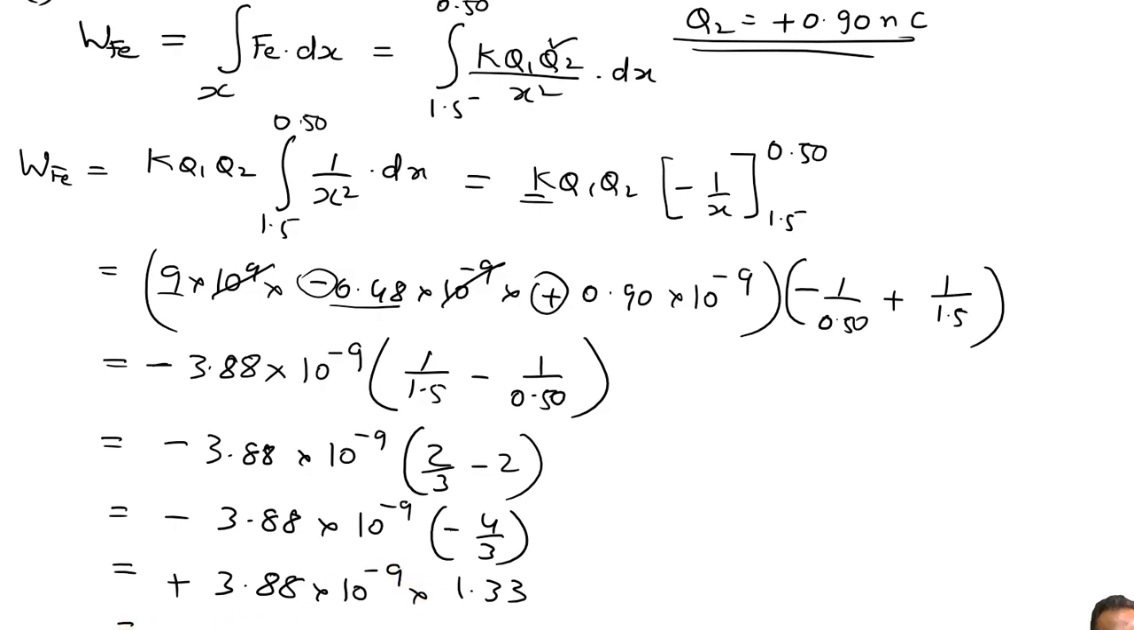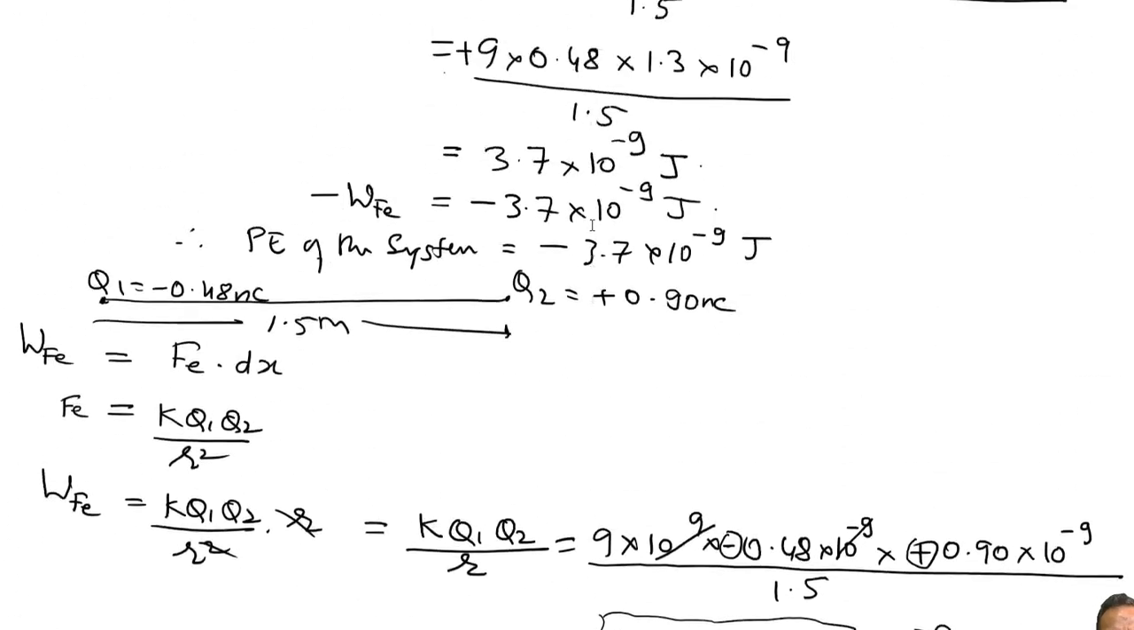So my final answer will be positive. This time I am getting the work done as positive, and this quantity, 3.88 times 1.33, I am getting as 5.16. I will round it to 5.2, and this 10 raised to minus 9 was there. So 3.88 times 1.33, I got 5.2 into 10 raised to minus 9 joule. This is the answer for the C2 question.